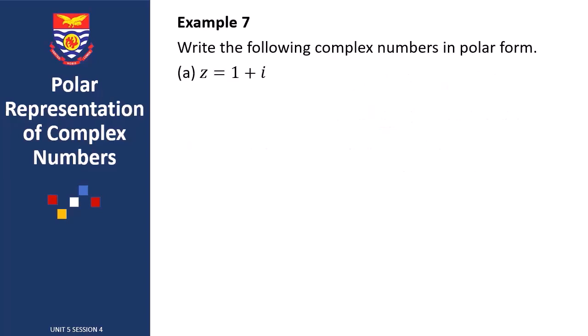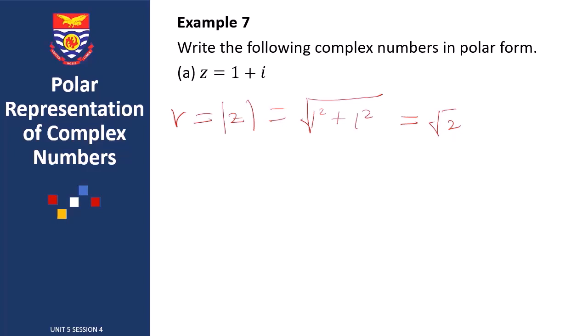Okay, let's look at an example. Write the following complex numbers in polar form. We have Z equals 1 plus I. Let's look at the solution. We find R, the modulus of Z, which is the square root of 1 squared plus 1 squared. What do I get? The square root of 2. I hope you completely agree with me.